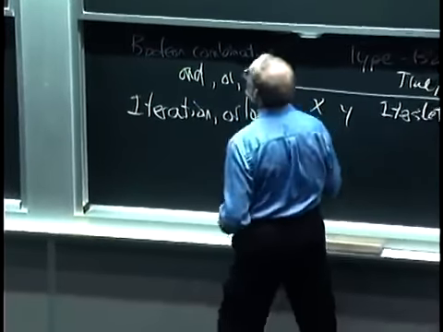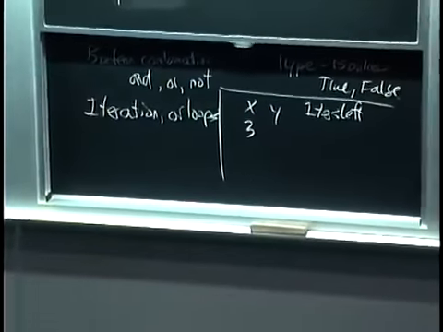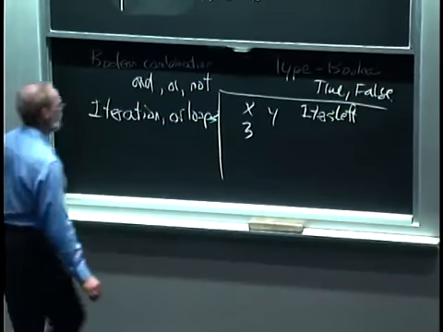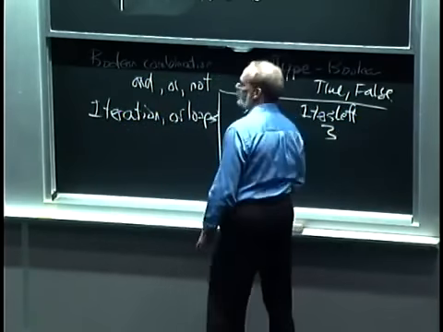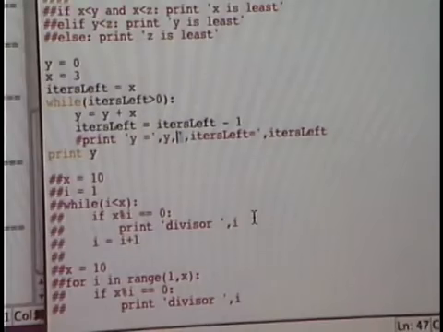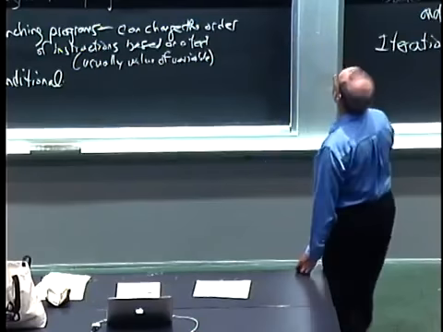X starts off as, what did I set it up as here? I can't even read it, as x is 3, y is 0, iters left is 3. I can hand simulate it. It says, is the value of iters left greater than 0? Yes, it is. So execute those two instructions.